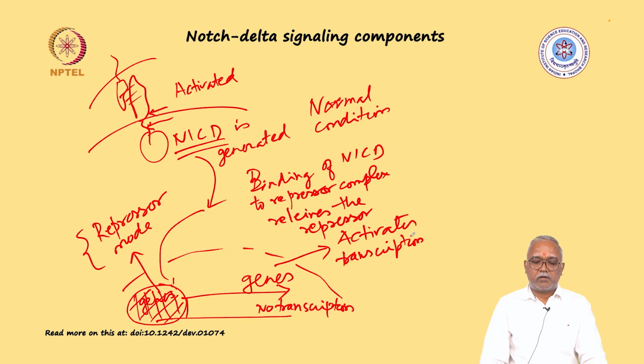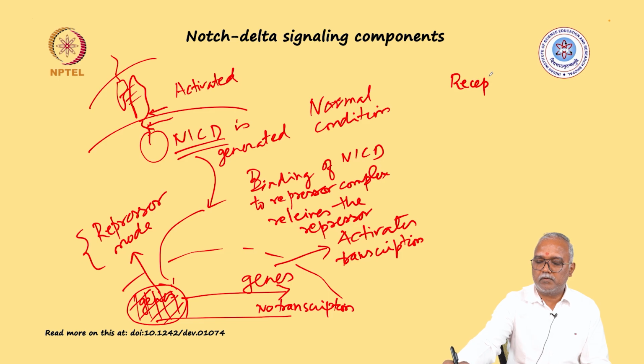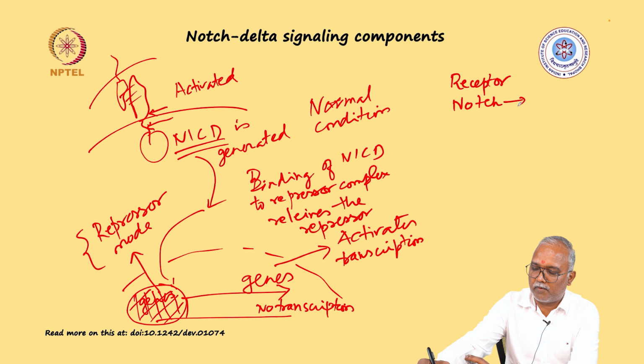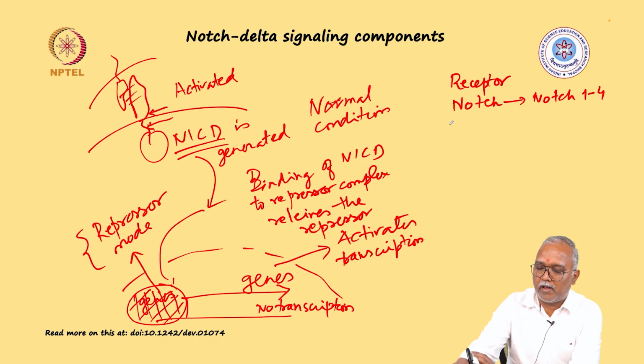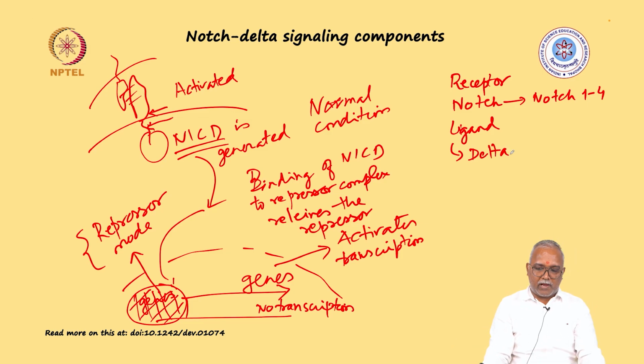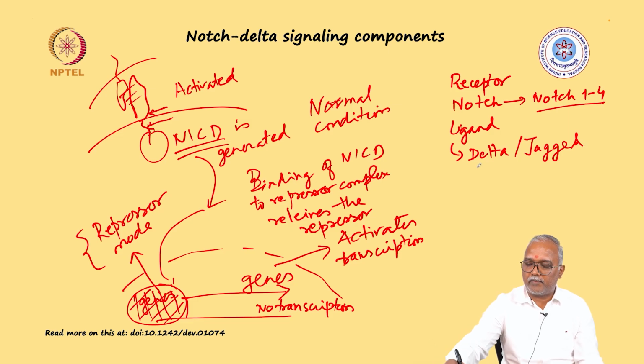So if you think about the components, there are two components here, one which is receptor, which is Notch. Multiple types of Notch are found in mammals, so Notch 1 to 4, and then you have the ligand which is seen as Delta, and there are other ligands which have been discovered and they are called Jagged. So together the combination of different Notch and different Delta or Jagged actually induce the signaling.